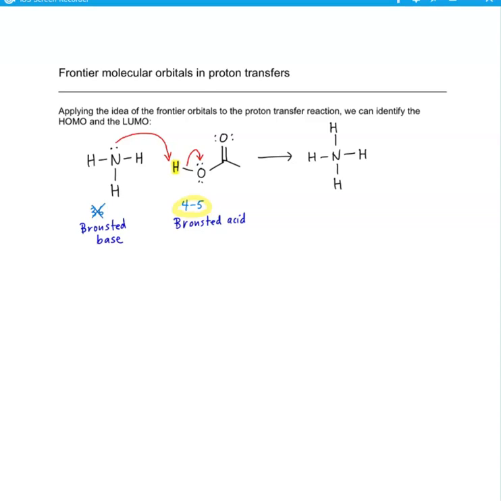Now the nitrogen has 4 single bonds, and so when we assess formal charge, we find that that's a positive charge. And then, of course, as we saw previously, the conjugate base of acetic acid is acetate ion. All right.